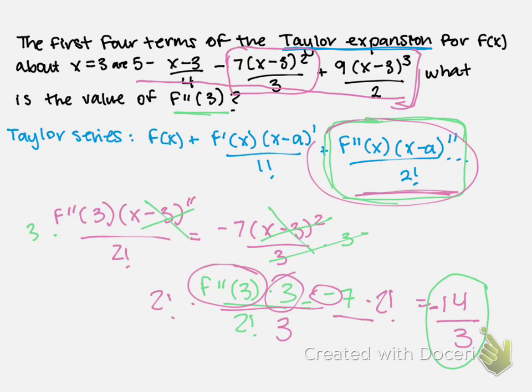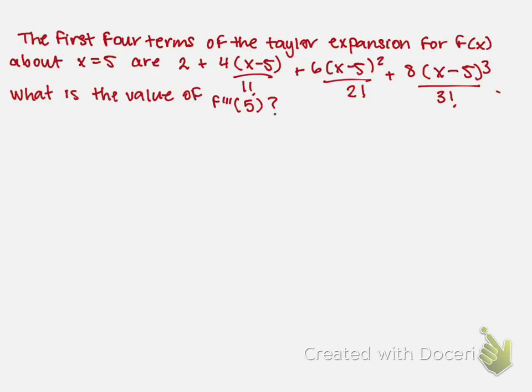So all in all, f double prime of 3 is equal to negative 14 over 3. This problem is very similar to the last one that we just did. It's giving us the Taylor expansion, so it means that we must use a Taylor series.